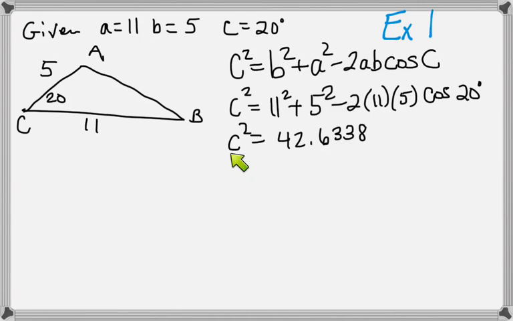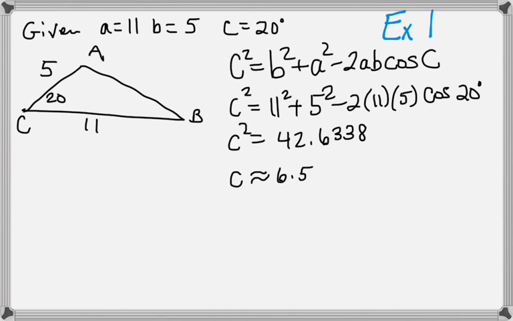The very last thing we have to do to find a side length is take the square root of both sides, and once I do that, I have the side length, which makes more sense. I knew that it wasn't going to be longer than 11, because A is the largest angle, C is not, so it had to be less than 11.